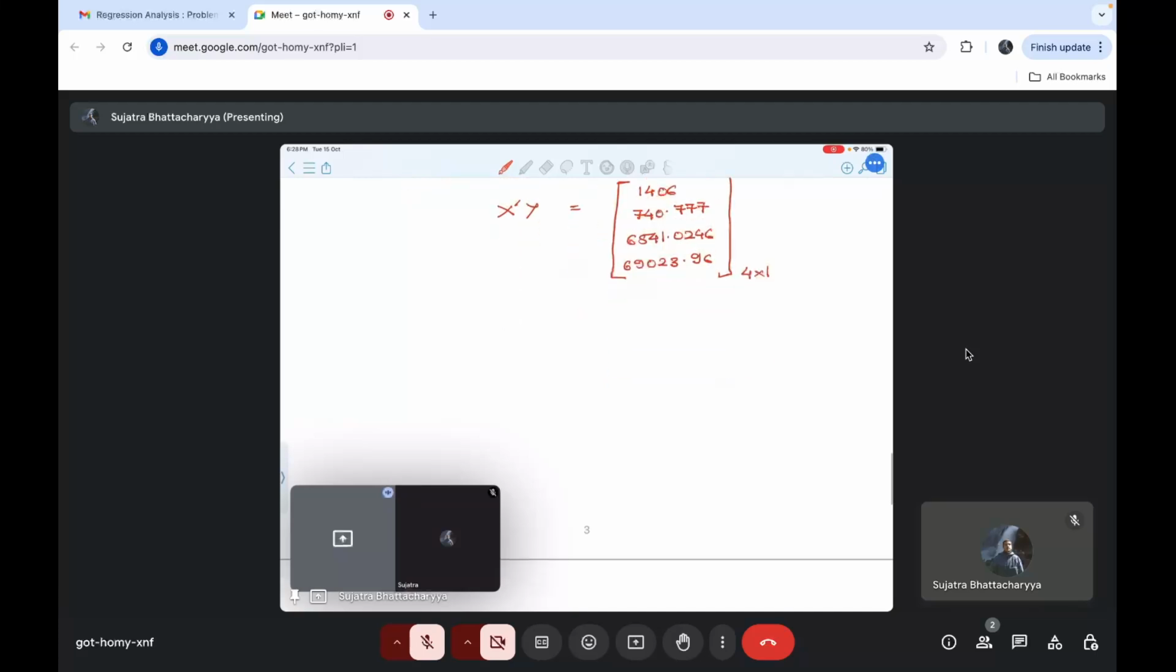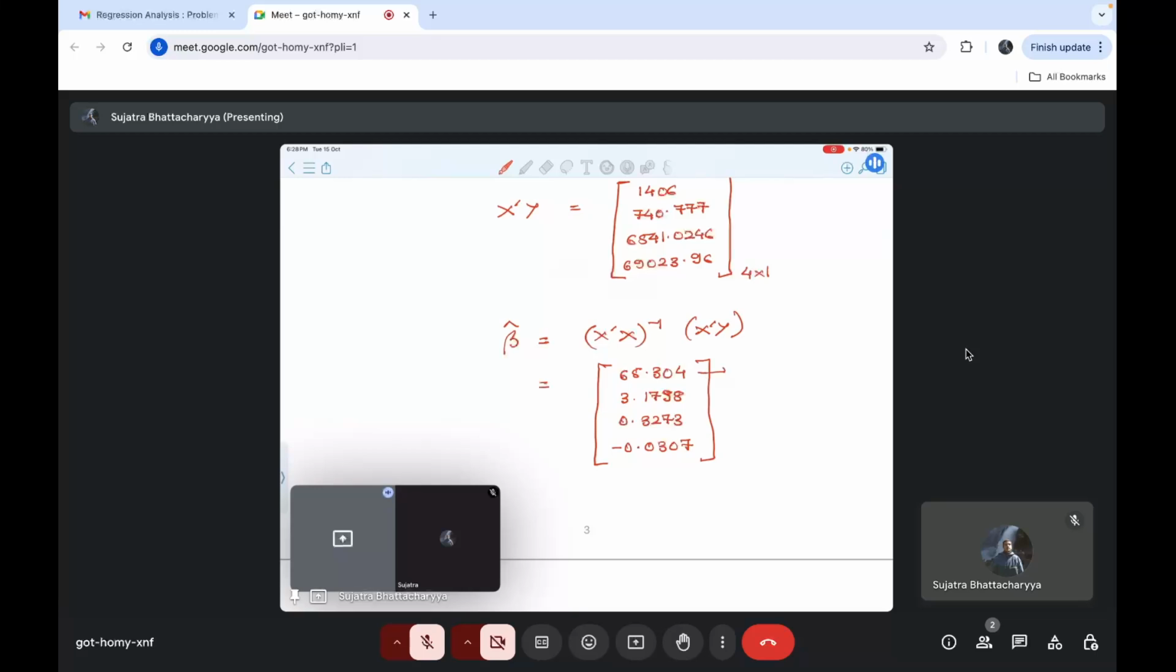Right? Now, we remember that from the multiple linear regression, beta hat, the estimate of betas, can be found out from this: X prime X inverse X prime y. Once you do it, you will get the beta matrix as this: 65.304, 3.1798, 0.3273, and minus 0.0307. So these are the beta elements.